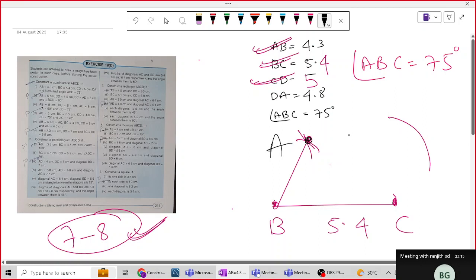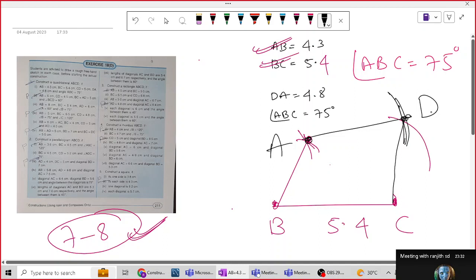From A, how many centimeters do you have to cut? 4.8. So open 4.8, measure, keep it on A, cut it like this. You get D. So this becomes a quadrilateral.